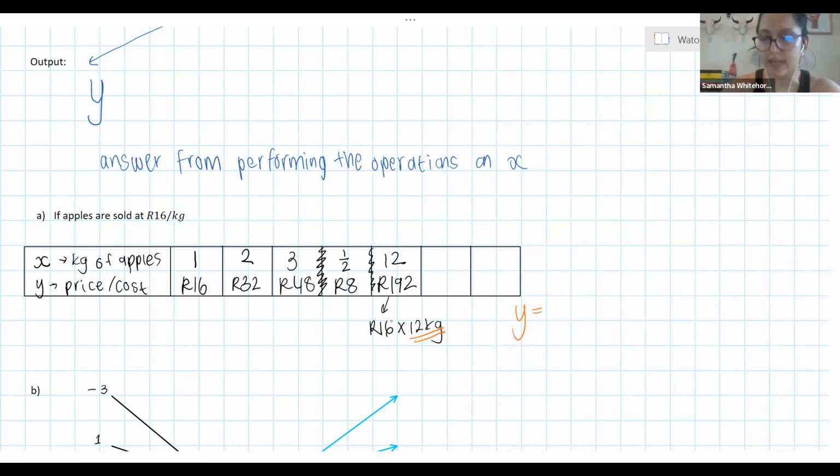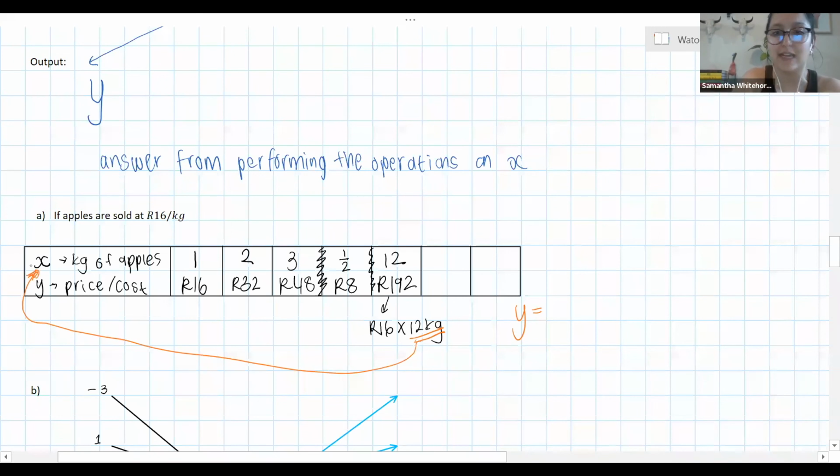Okay, good. So guys, the 12 is the number of kilograms. If I take that back to my X and my Y, that represents X. So this would be 16 times X, because for every kilogram I buy, it costs me 16 Rand. And so if you want, you can write it as Y is equal to 16X, or you can write it as Y is equal to 16 Rand X, doesn't really matter.